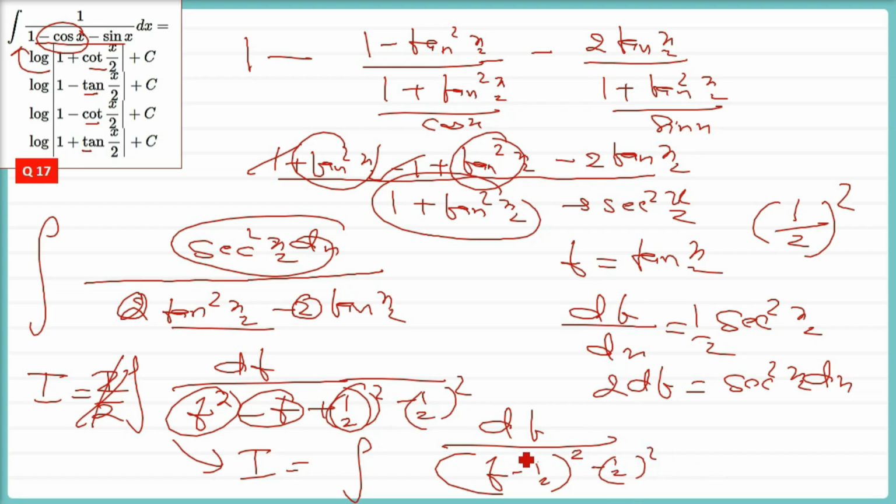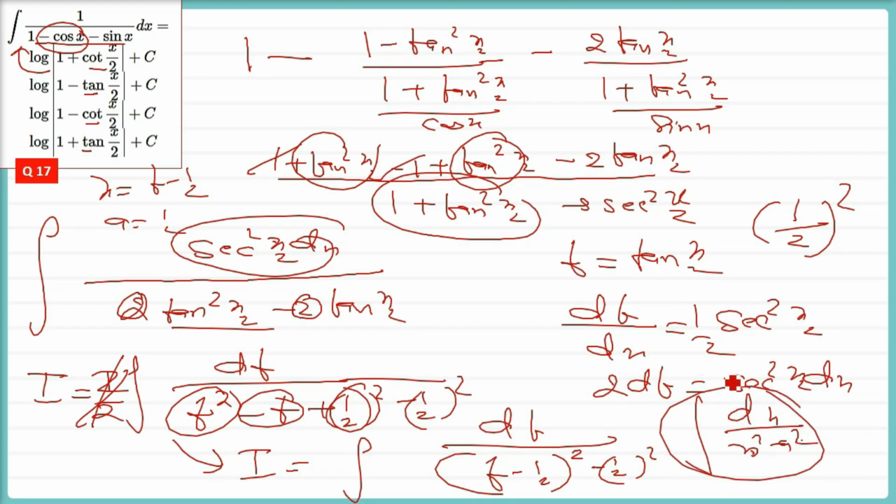So now we have a formula which we can apply. We have come to that juncture. The integration of dx divided by x square minus a square. So let's do it now. x we will take as t minus half and a we will take as half, as per this result. So x is t minus half, a is half.